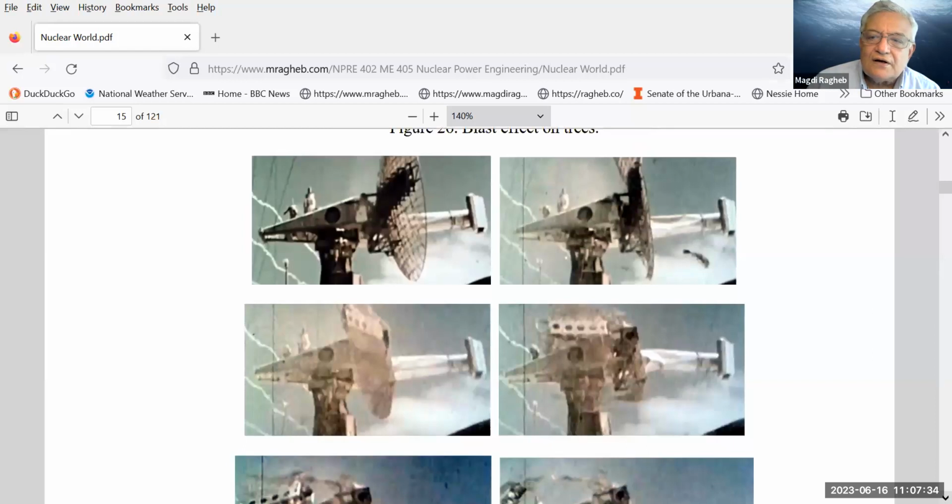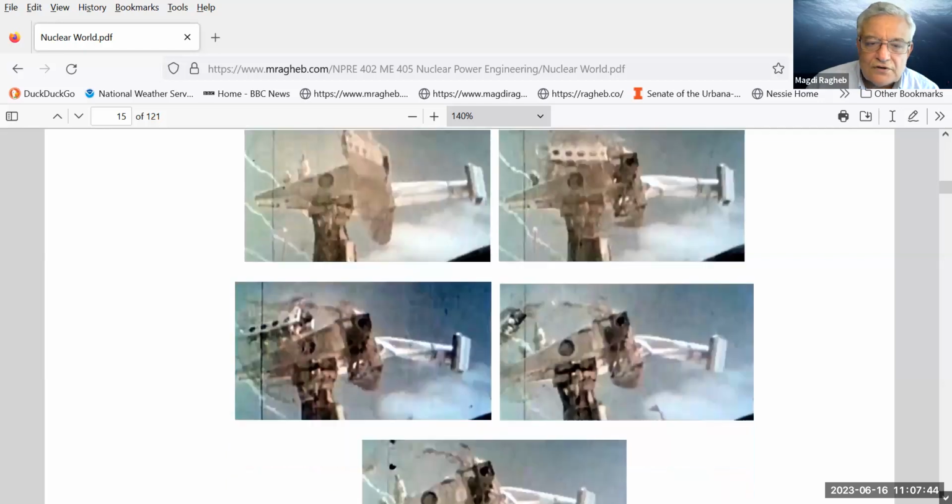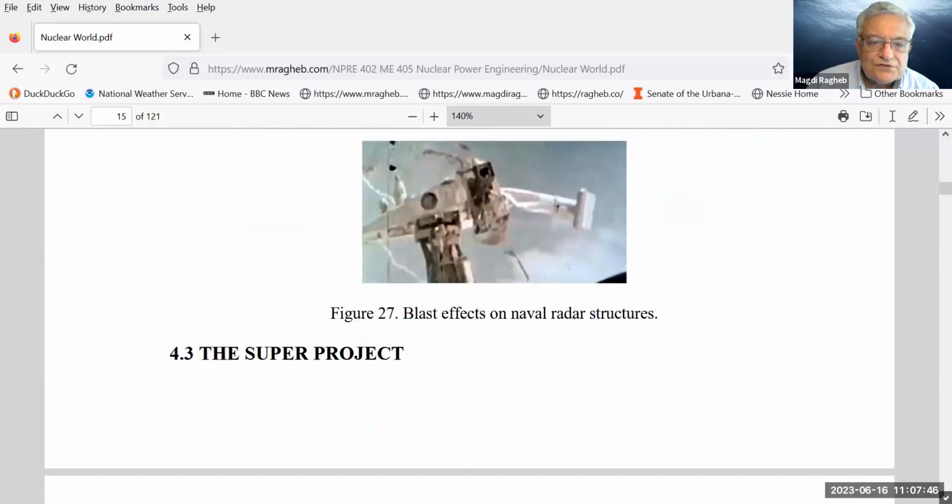This is testing on ships' components. That's a radar dish here, and you could see being subjected to the shock wave obliterates all the equipment on top of a ship in general.